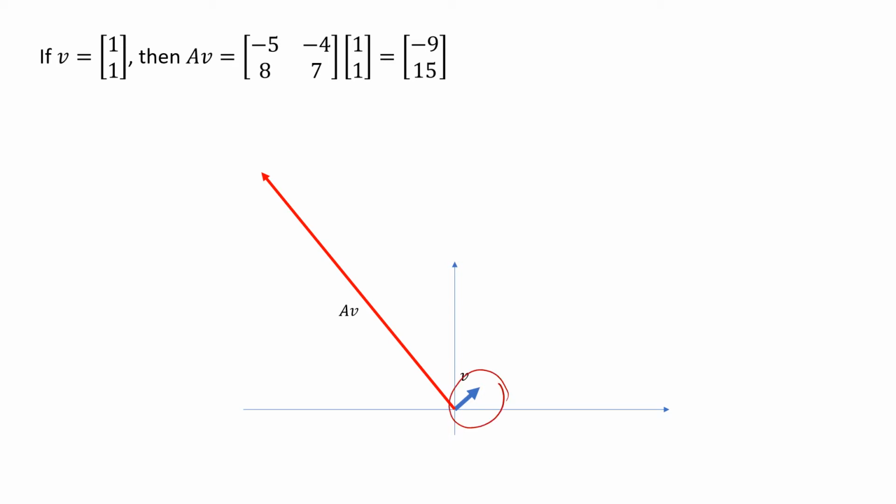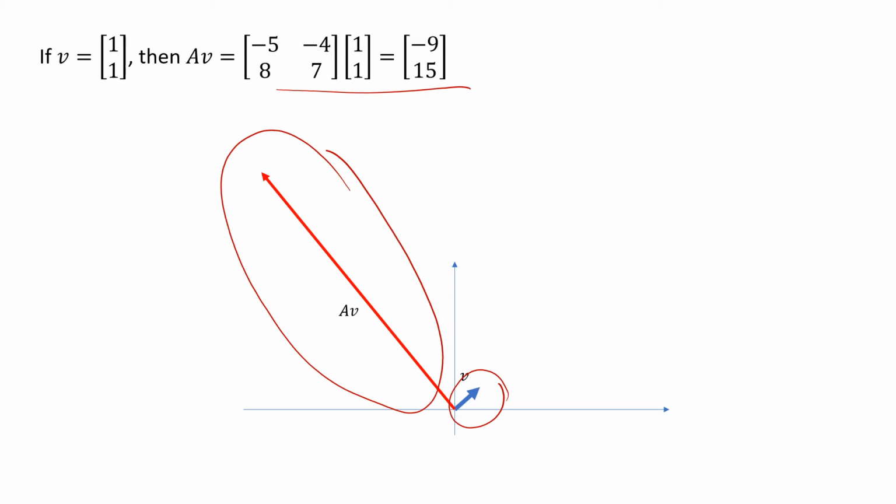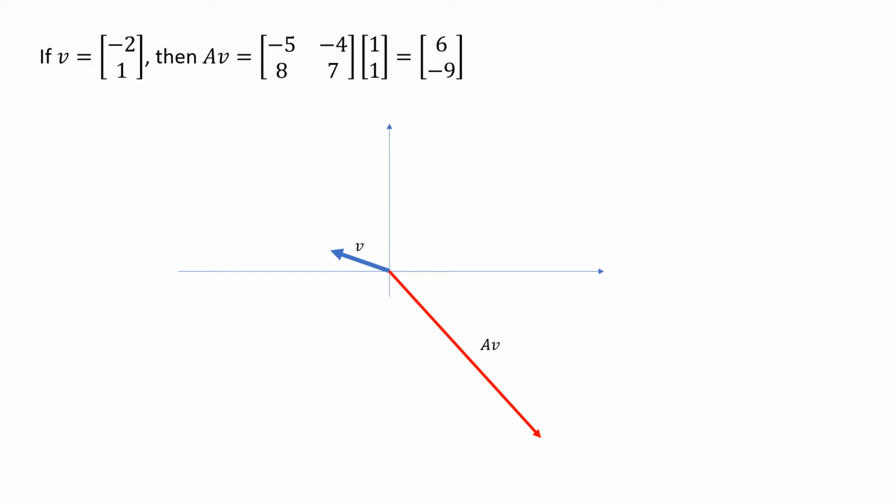So if you start with (1, 1), if that's your vector v, you can multiply it out and you get Av, which is (-9, 15), which points over that way. Again, (-2, 1). You can just do this for any vector at all that you want. You can plot out both the vector you start with and the vector you get after you multiply.